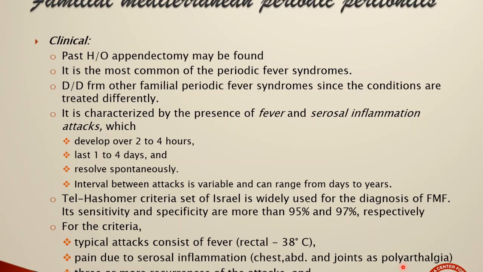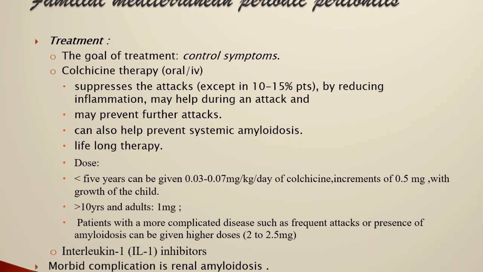3 or more recurrences of attack and duration of 12 to 72 hours. So these are the criteria that you're looking for in the Tel-Hashomer criteria. Treatment, the goal of treatment is control symptoms. We can't cure this disease, it's a genetic disorder, so you control the symptoms.